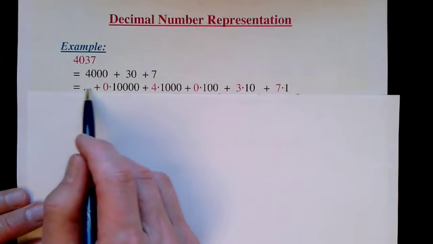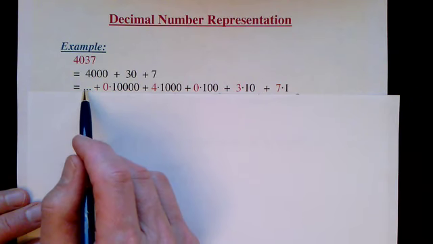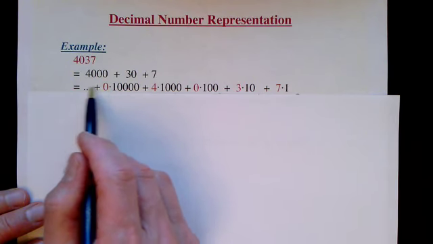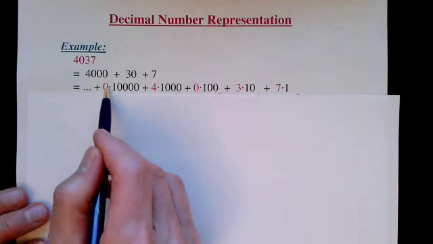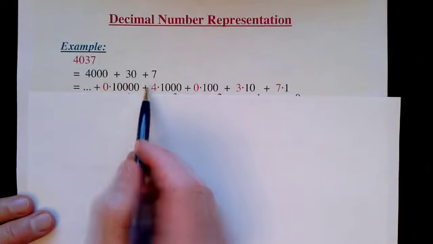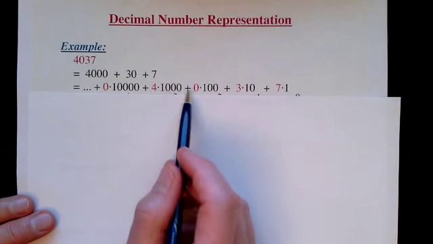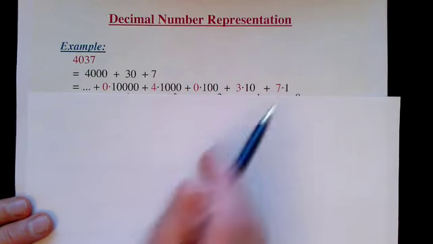So I've suggested with my pen here that this pattern continues to the left infinitely, but they're all multiplied by 0. So you only need to consider the 4, this 0, this 3, and that 7.